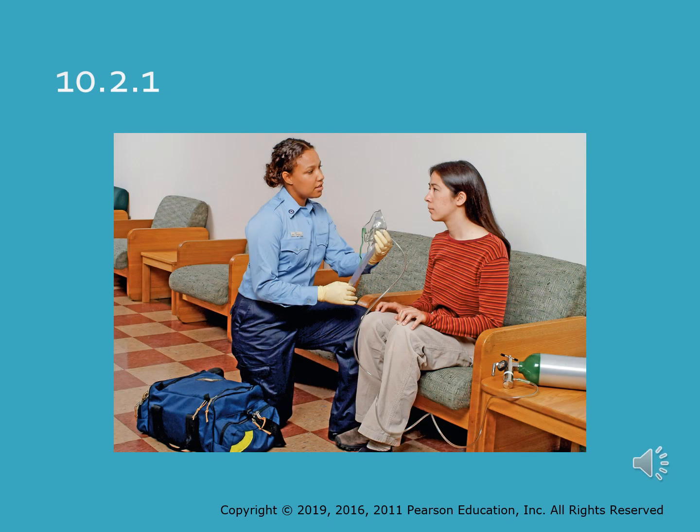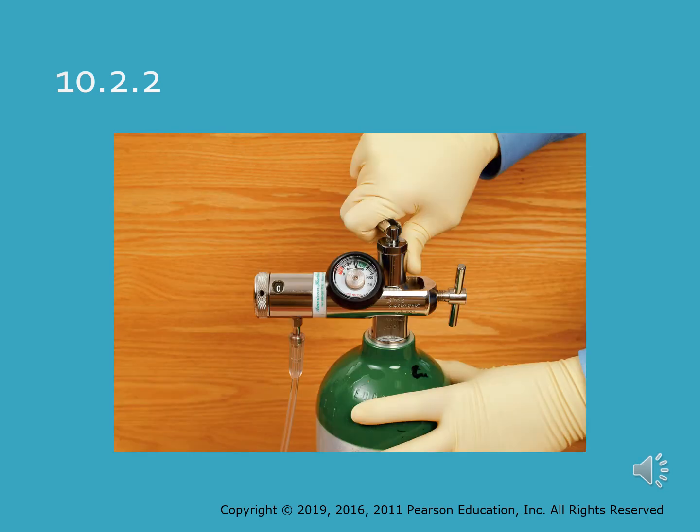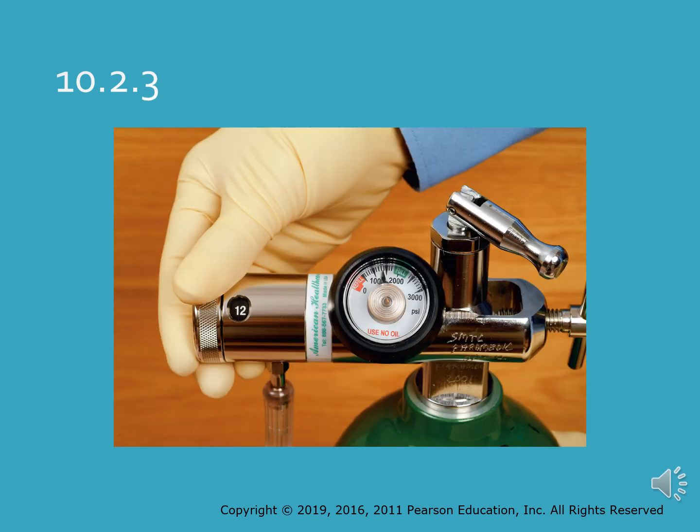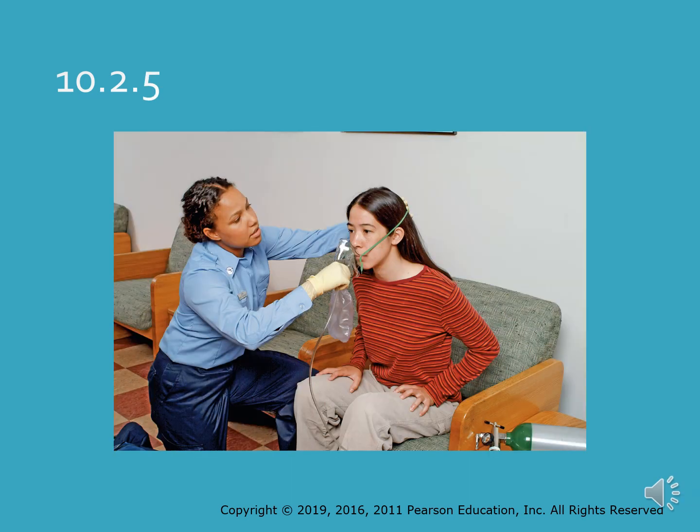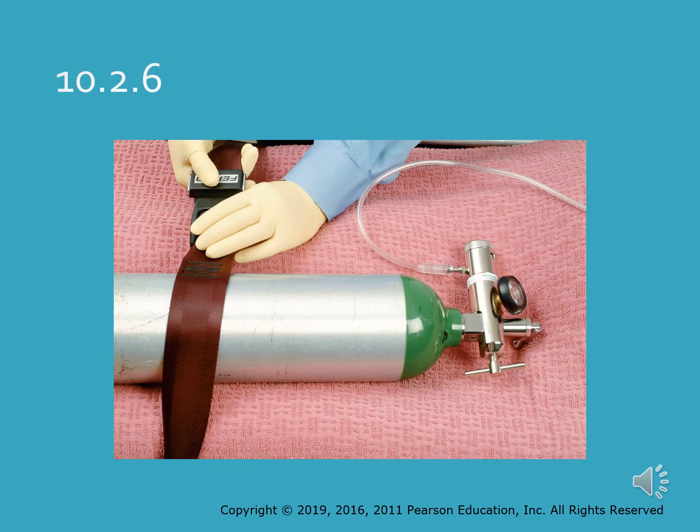And then explain the need of oxygen therapy to your patient. Next, you want to open that main valve 1 full turn, and then adjust the flow to the appropriate rate. Be sure to fill the reservoir bag prior to placing it on the patient by turning on the flow and placing your finger over the valve inside the mask. Position the oxygen delivery device on the patient. Secure the cylinder during transport.